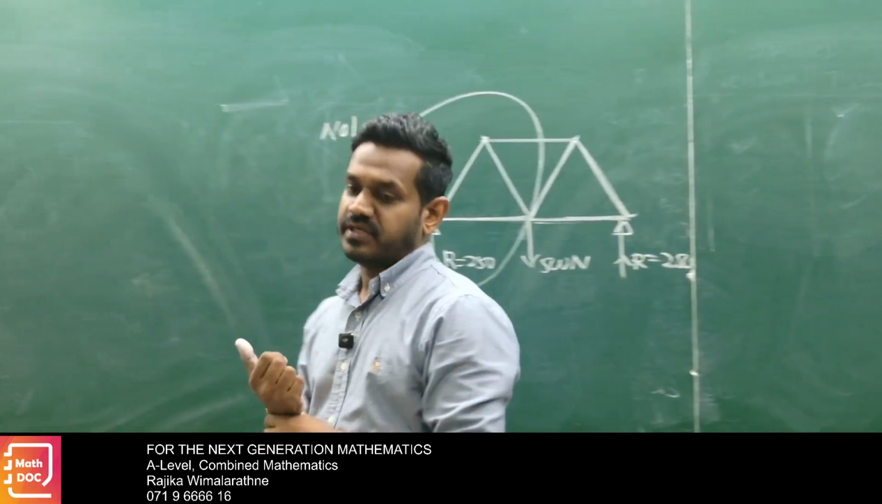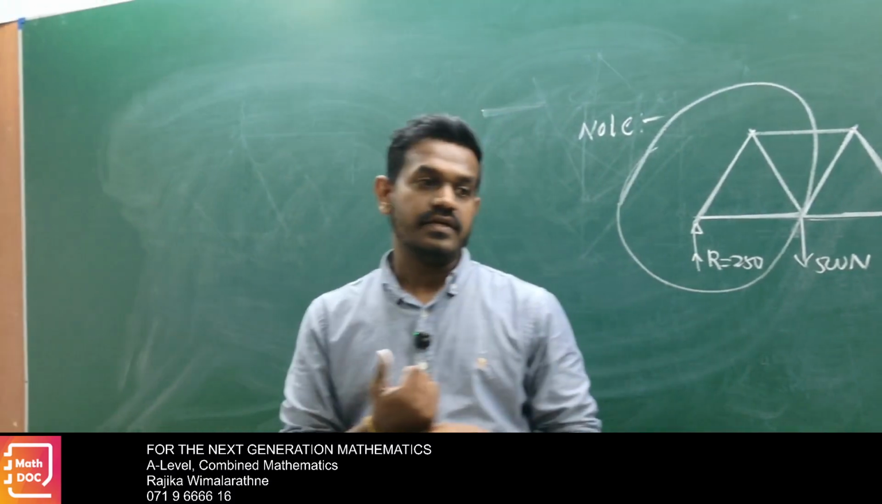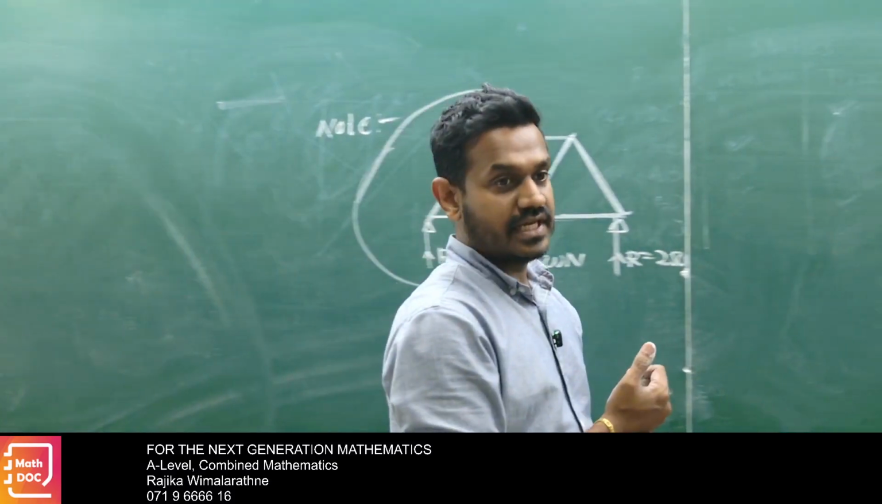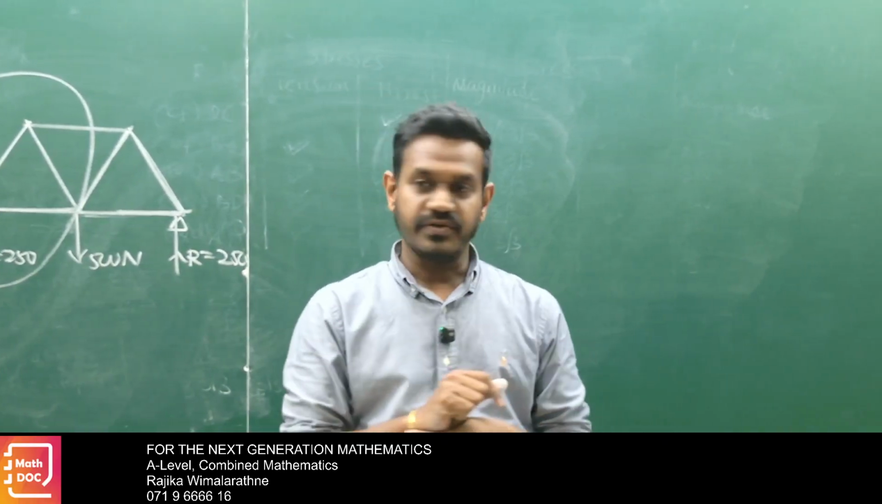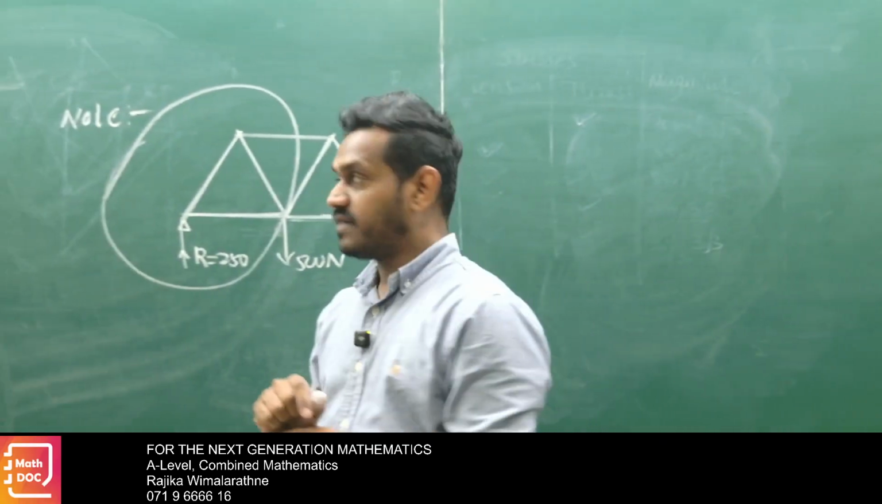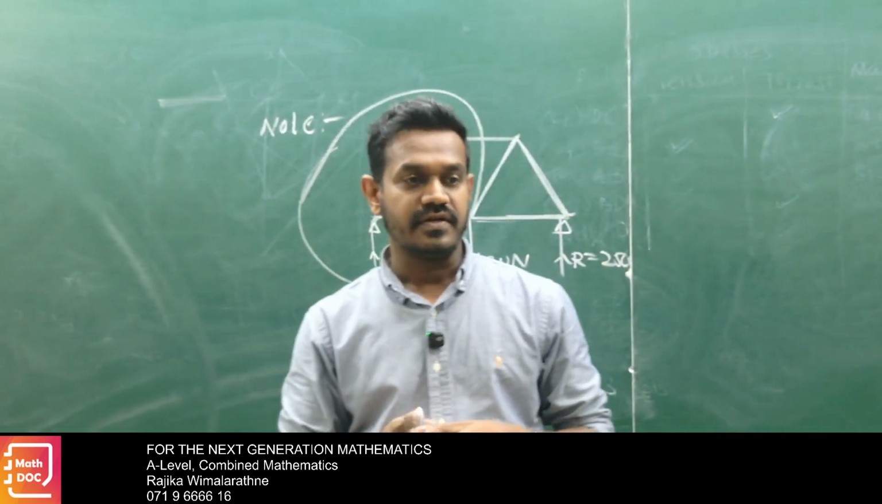Then that's all about Bow's notation. You complete all the other past paper questions you can do now. Then we can wind up the Bow's notation part. Okay, that's all.